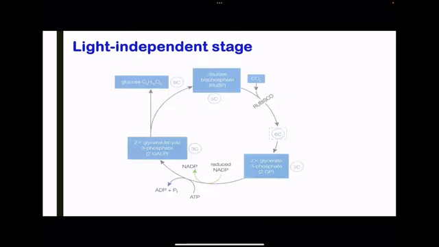Now here, looking at the light-independent stage of photosynthesis, carbon dioxide is going to be fixed, and then the products from the light-dependent stage like ATP as well as reduced NADP are going to be used in order to produce compounds or molecules that are going to be used to make glucose. So this begins with a fixation.